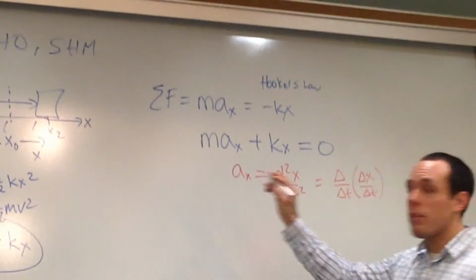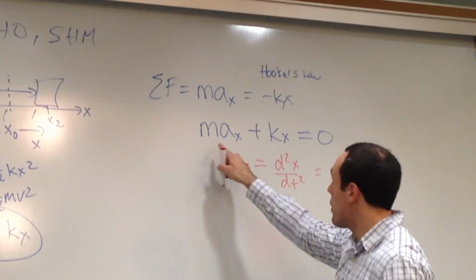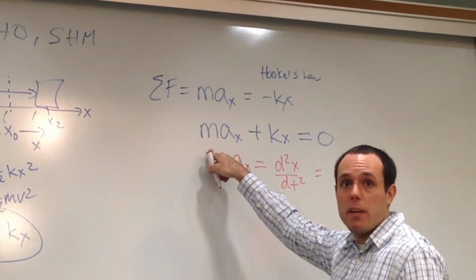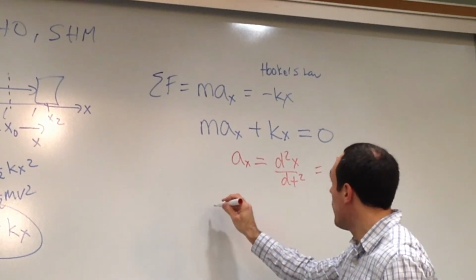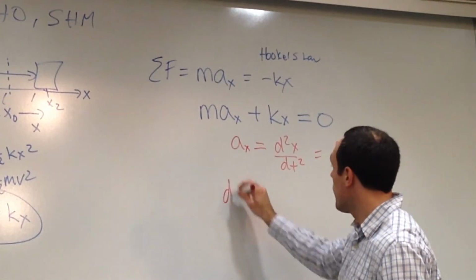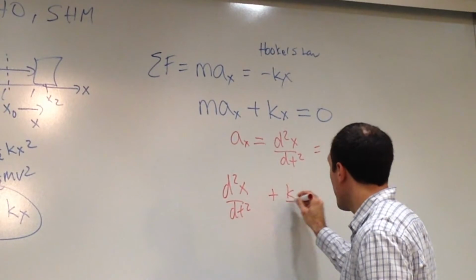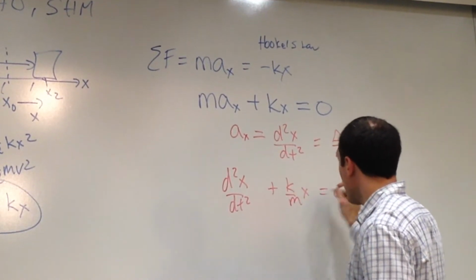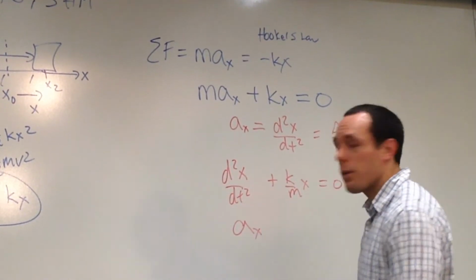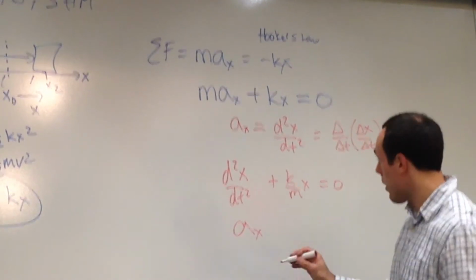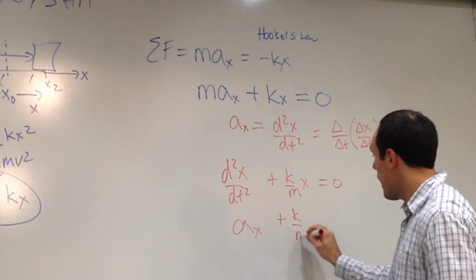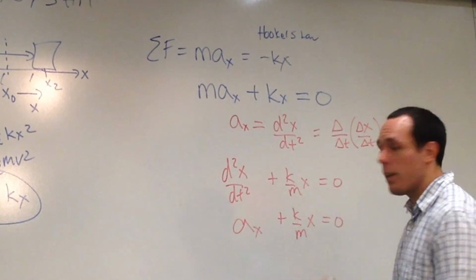So with that in mind, let me just rewrite this. Let me divide both sides by m. If I divide both sides by m, what I'm going to get is the second time derivative in x plus k over m, x is equal to 0, or as we're doing algebraically, let me write a of x plus k over m, x is equal to 0.